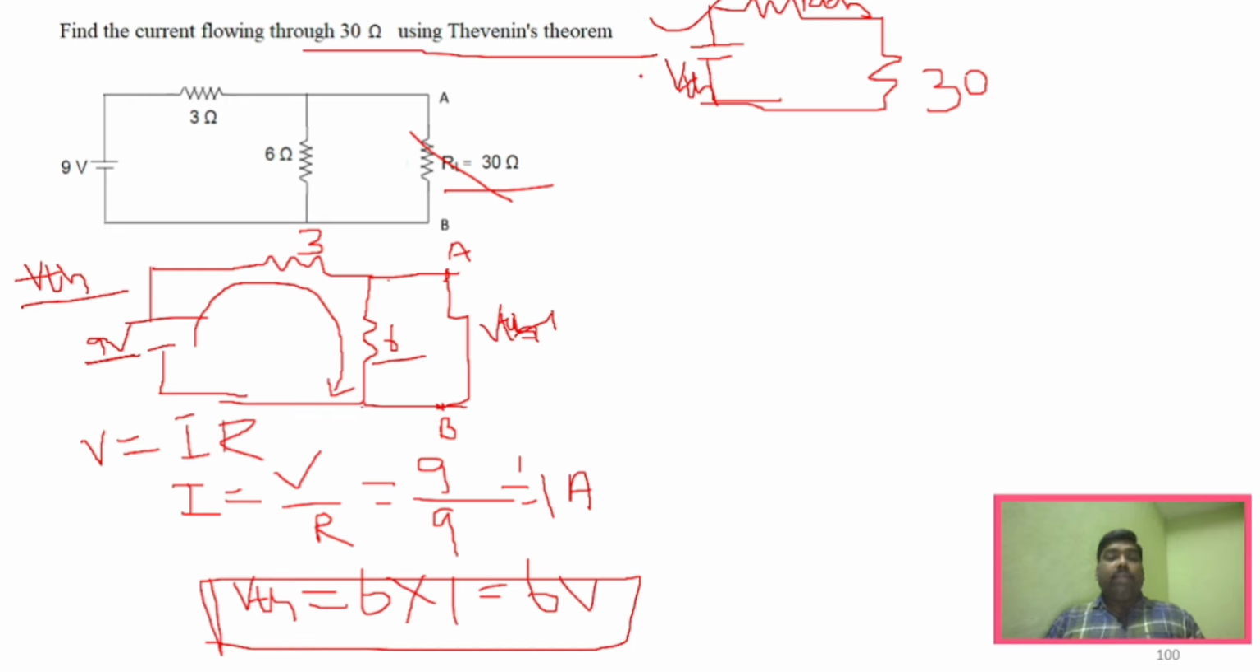And now we have to find out RTH. How will I find RTH? To find RTH, we have to remove both the load resistance and the source. Listen very carefully here. We have to remove the source as well as the load resistance. So how will the circuit become? Since it is a voltage source, we have to short circuit it.